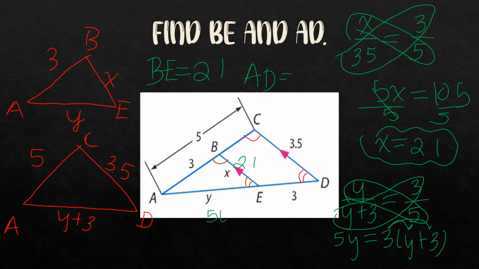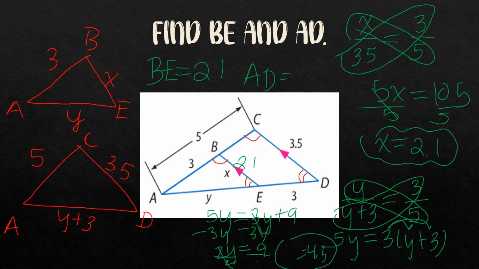I'm going to kind of go over here. So I've got 5Y equals 3Y plus 9. I'm going to subtract 3Y from both sides, which gives me 2Y equals 9. I'm going to divide both sides by 2. So Y equals 4.5. Sorry, I'm really cramming it in here. But we weren't asked to find Y, we were asked to find AD. Well, now that I know Y is 4.5 and Y represents AE, AD is going to be 4.5 plus 3, so AD is going to be 7.5.